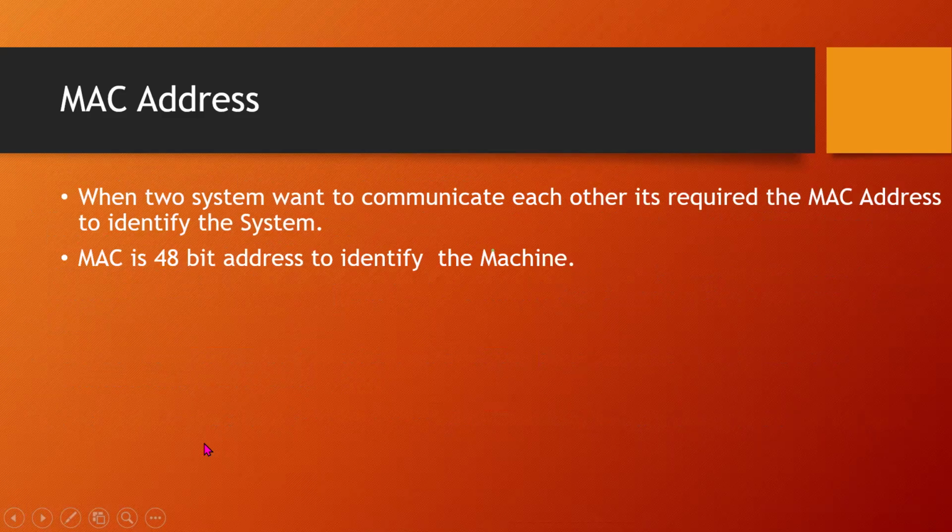Okay, and next, we can say when two systems want to communicate with each other, the MAC address is required to identify the system. So why is the MAC address used? The MAC address is used to identify the system. So what is the MAC address? A MAC address is a 48-bit address to identify the machine. I have already created a video for the MAC address. Go and watch that. There I have explained it in more detail.